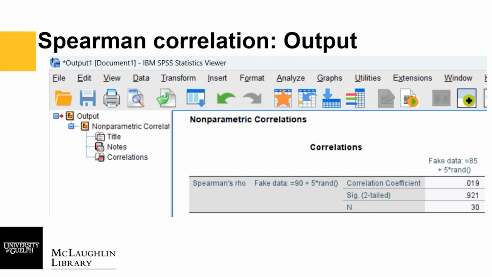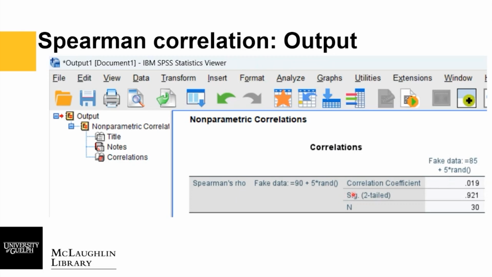So with our Spearman correlation, it gives us 3 main pieces in the output. It gives us our correlation coefficient, which for Spearman is called Spearman's rho. This tells you the strength and direction of the relationship. If it's a positive number, it means it's a positive relationship. As one thing is increasing, the other thing is increasing. If it's got a negative in front, it means it's a negative relationship. As one thing is increasing, the other thing is decreasing. A value closer to 1 is a strong relationship. A value closer to 0 is a weak relationship. Here we have a weak positive Spearman's rho.